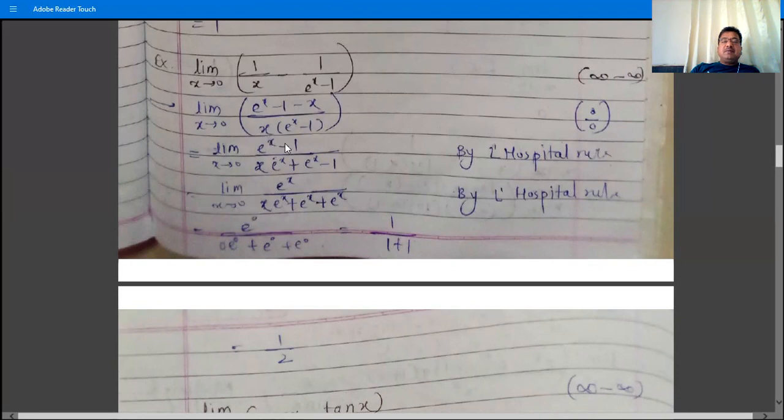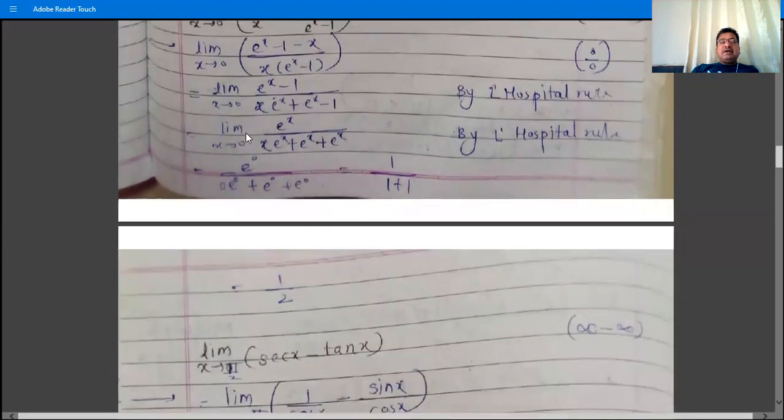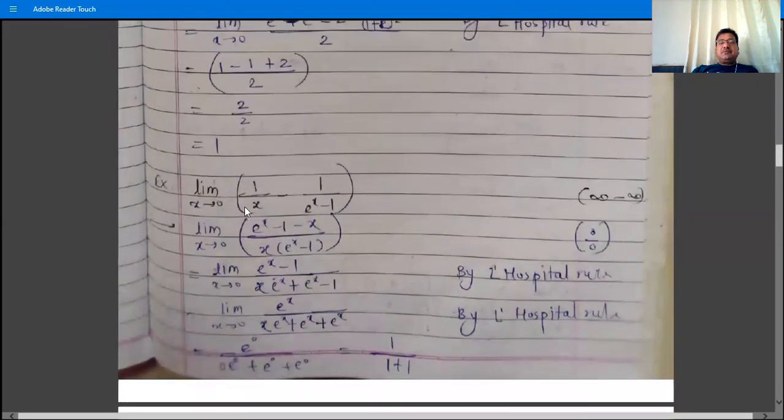e raised to 0 is 1, 1 minus 1 is 0, and the value of the denominator is also 0 if we substitute x as 0. So apply L'Hospital's rule: the derivative of e raised to x is e raised to x, and the derivative of minus 1 is 0. For x into e raised to x, the derivative by the u into v rule is x e raised to x plus e raised to x into the derivative of x, which is 1. Then the derivative of e raised to x is e raised to x, and the derivative of minus 1 is 0. Then substitute x as 0. So e raised to 0 is 1, and we have the non-zero by non-zero form. In the denominator, 0 times e raised to 0 plus e raised to 0 plus e raised to 0, so 1 plus 1. So 1 by 1 plus 1, that is 1 half, is the answer of this problem.